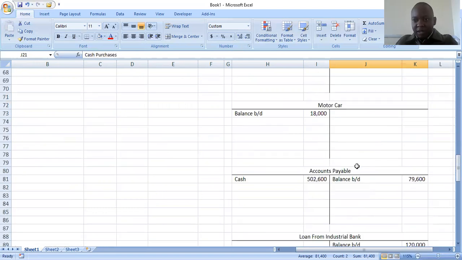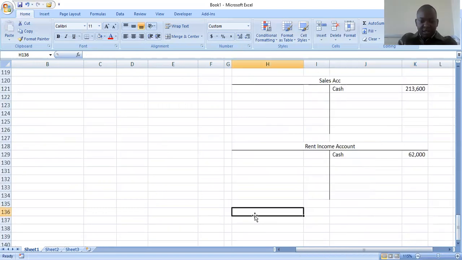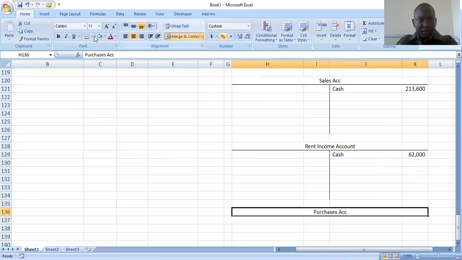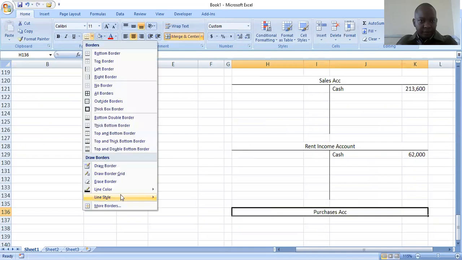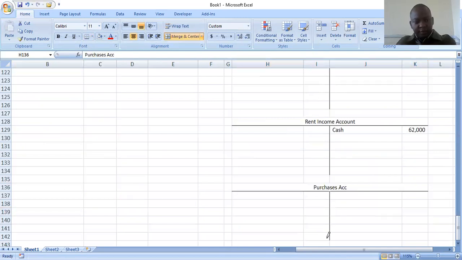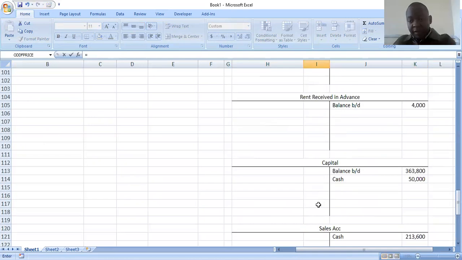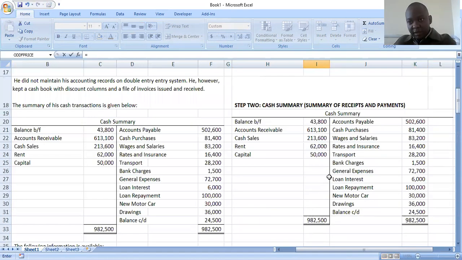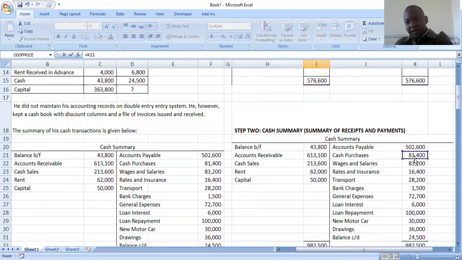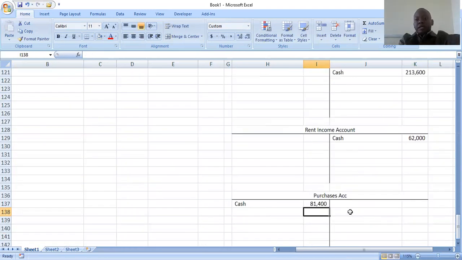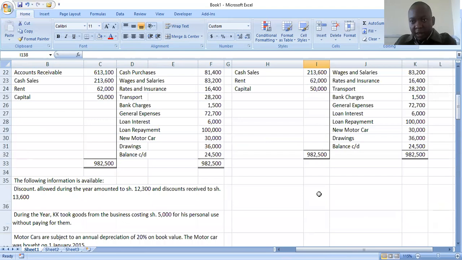We don't have a purchases account as yet, so we open one. So we open the purchases account and debit purchases. This is by cash, and the amount is 81,400 shillings. Then we proceed back to our cash summary.